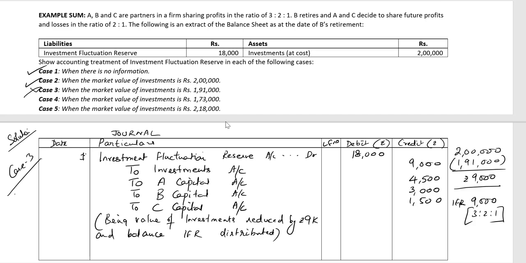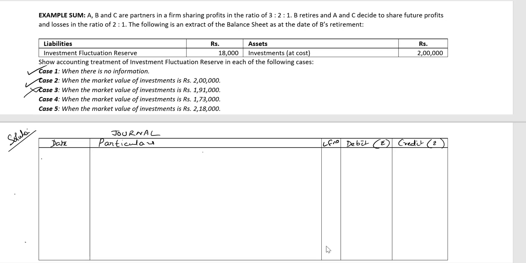In the reconstituted balance sheet, on the asset side, the investment will now appear at rupees 1,91,000 and investment fluctuation reserve will not appear on the liability side of the balance sheet. Let's go to the next case, case 4.